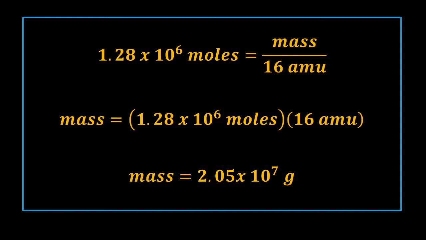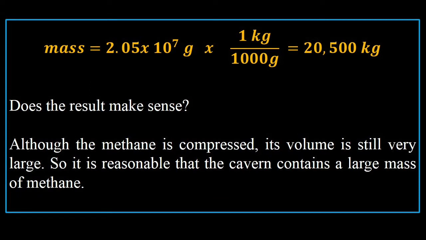So, what am I going to do now? I've got to convert it to kilograms. Divide by 1,000, I get 20,500 kilograms. Does the result make sense? Although the methane is compressed, its volume is still very large. So, it is reasonable that the cavern contains a large mass of methane.